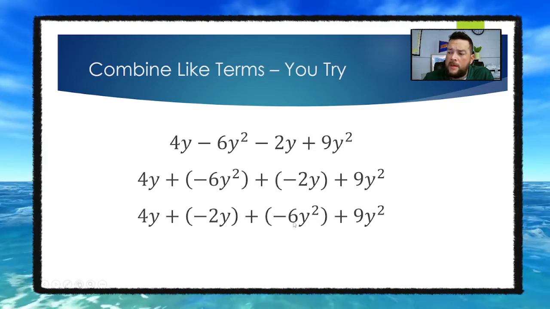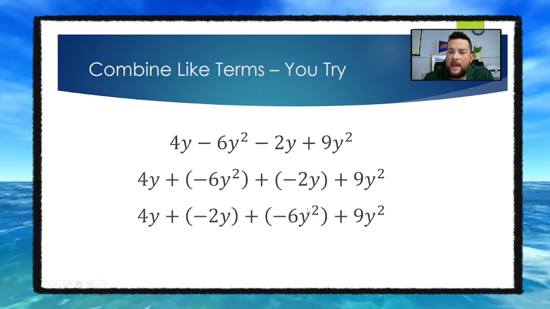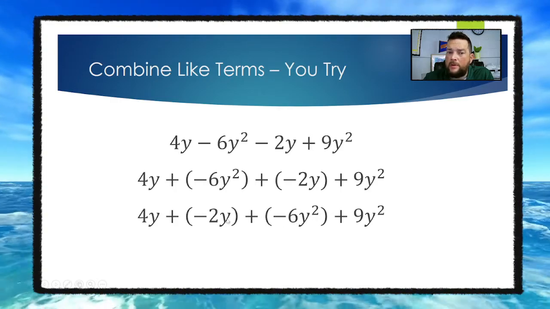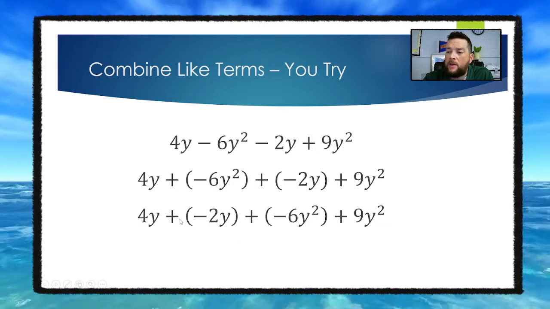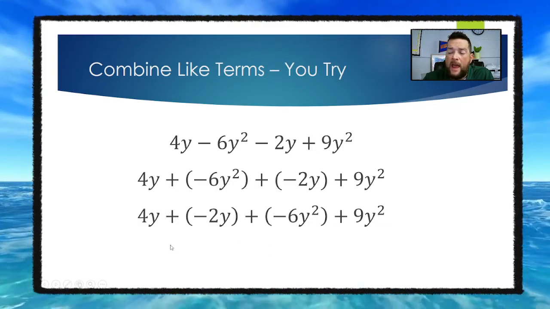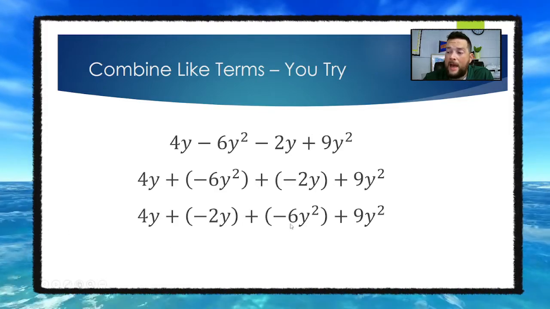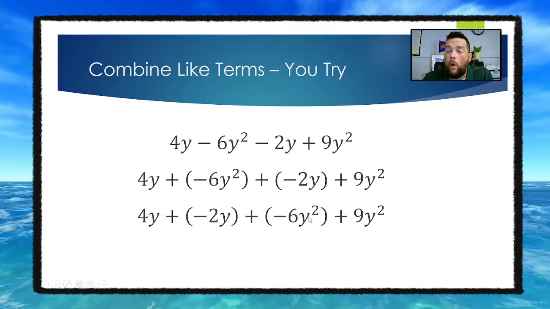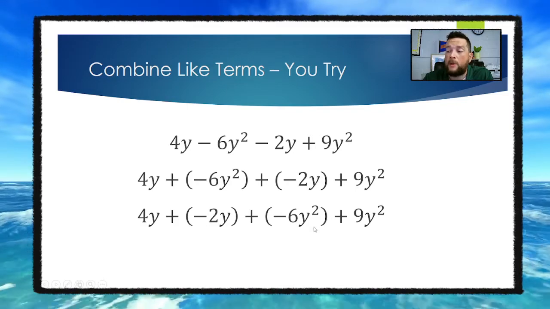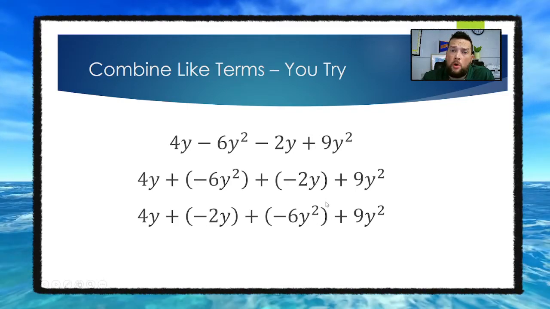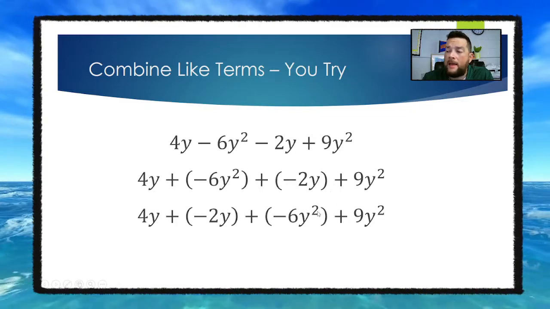But notice this one right here, the negative 6y squared: the y squared has an exponent, and the others over here don't. So these two have the exponent of 2 on the y, and these over here do not have exponents. I also want you to notice that the exponent is on the variable, not on the number. It's y to the power of 2, not negative 6 to the power of 2 multiplied by y. We don't know what y is, so we can't simplify that. We just have to represent it as the term that it is.